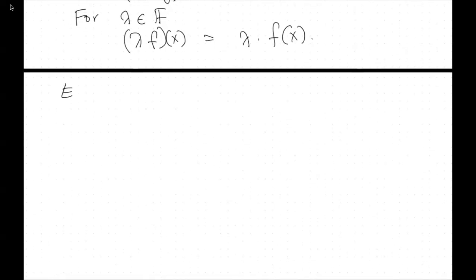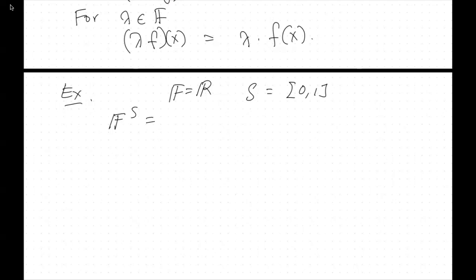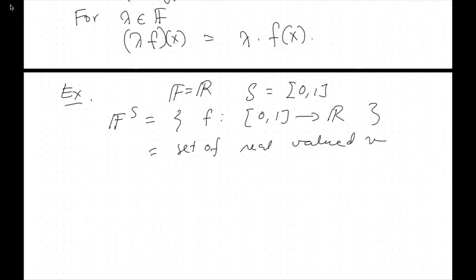So examples of these are as follows. If our F is equal to the real numbers and S is just the interval 0, 1, then F to the S is just functions f from 0, 1 to R. This is the set of real valued functions from our interval 0, 1 to, of course, real values.